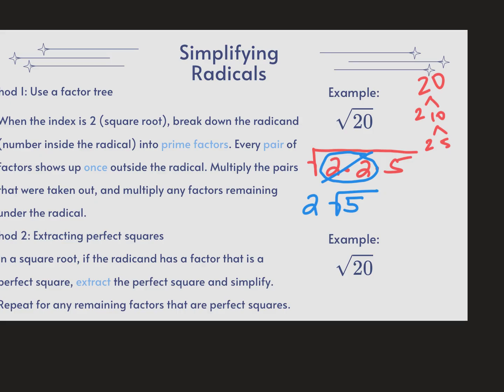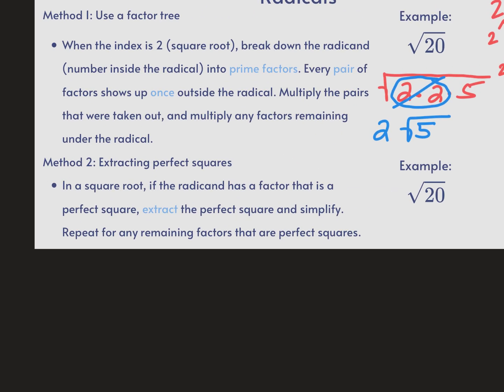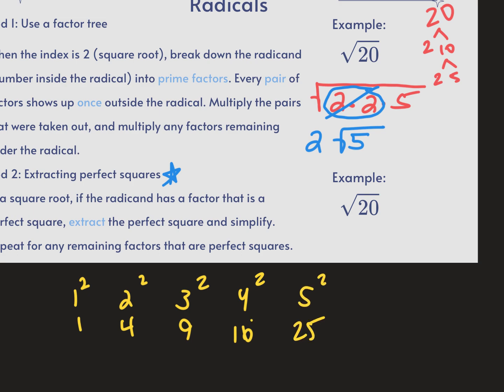Now, another way, which is a way that I would like you guys to try to get to as we move on to bigger numbers and stuff like that, is the second method that says to extract perfect squares. You want to try to think of all the perfect squares. Do we know perfect squares? What's 1 squared? 1. What is 2 squared? 4. What's 3 squared? 9. 4 squared? 16. 5 squared? 25. Okay, we should know. You guys should know all the way up to 20. If you don't, that's okay. We need to practice it.